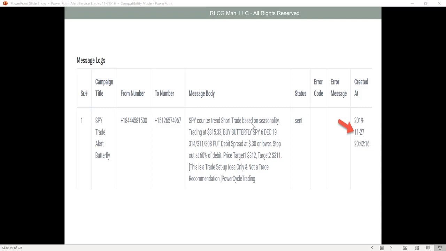SPY counter trend short trade based on seasonality, trading at 315.33. Butterfly trade for this week, 314, 311, 308 at 30 cents or lower. That's what we had it on, 29 cents, and had a nice profit take today.